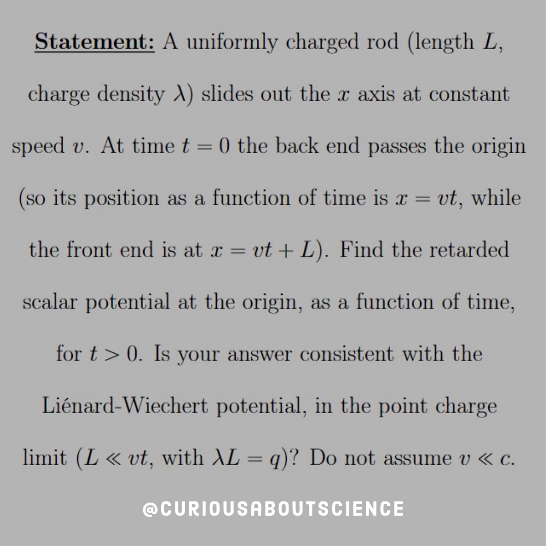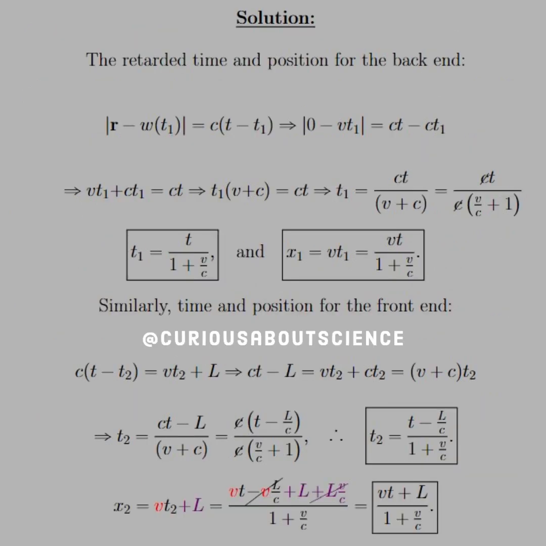Is your answer consistent with the LW potential and the point charge limit, for L less than vt and lambda L equal to Q? Do not assume that v is much less than c. Okay, well, I think we just have a case of geometry that we need to tackle now. So the retarded time and position for the back end: vt1 equals c(t minus t1).